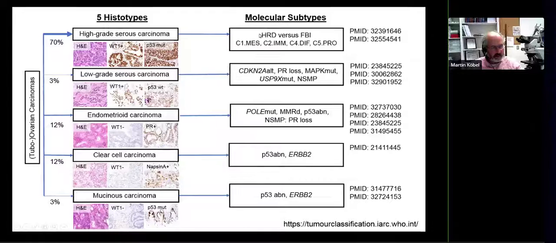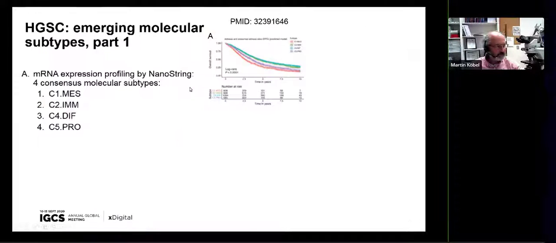Within the hierarchical classification of histotypes, the numbers in these groups will get smaller, and then collaborative research is required. Let me show some examples. For high-grade serous carcinoma, Tothill and the TCGA proposed 4 molecular subtypes by mRNA expression profiling.